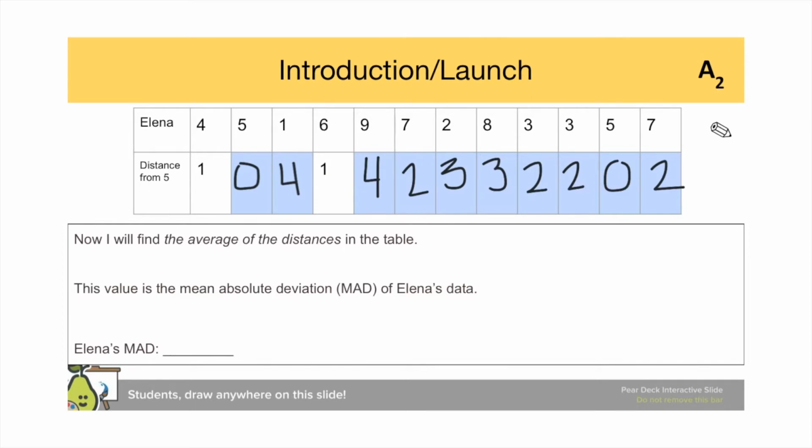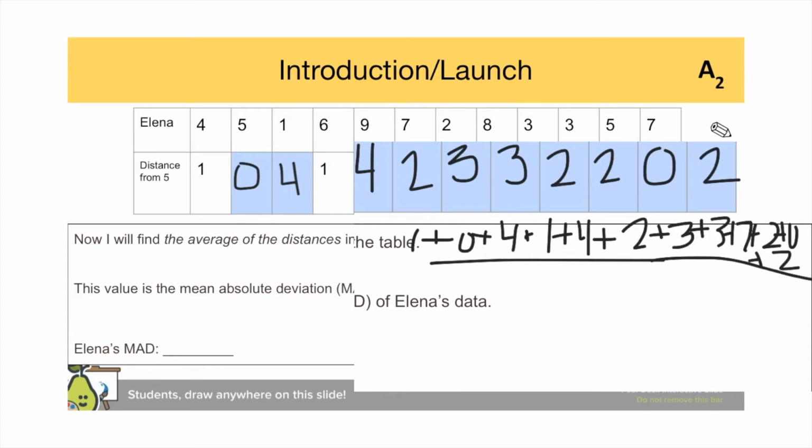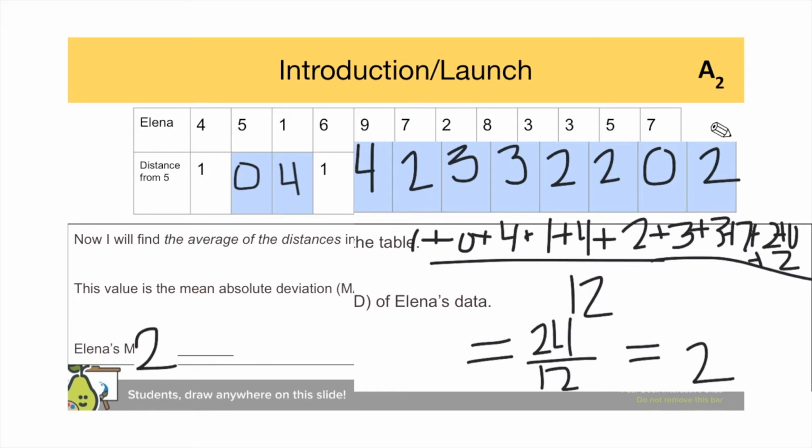So now that I found the distances, I need to find the average of the distances. So I'm going to add all of those values up. So 1 plus 0 plus 4 plus 1 plus 4 plus 2 plus 3 plus 3 plus 2 plus 2 plus 0 plus 2, all over 12 because there are 12 data points. So that becomes 24 over 12, and that is equal to 2. So Elena's MAD is 2.